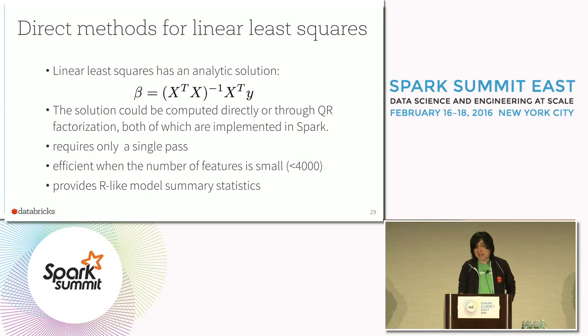And after that, we also have the direct methods to solve the simplest linear least squares problems because it has an analytic solution. And we can actually solve the problem in one pass. And it's very efficient if you have a small number of features. That's usually the case for R users. And if the feature is less than 4,000, we can store a matrix of 4,000 by 4,000 efficiently, then it's good. Another benefit of this solver is you can actually provide R-like summary statistics in the output. That's why you see when I type summary in SparkR, you can see some R-like summary statistics.